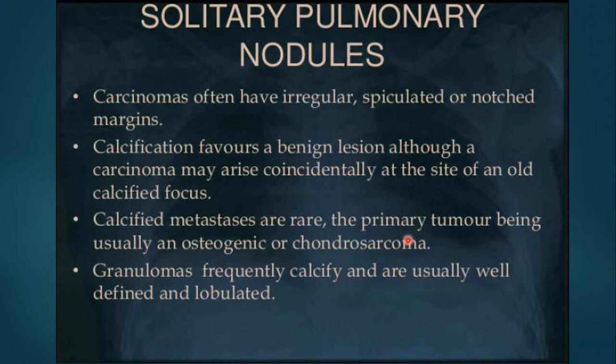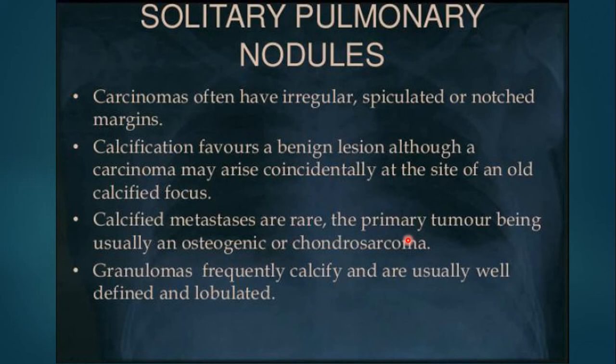So, let's see solitary pulmonary nodules. If they are malignant or carcinomatous nodules, what do we expect to see? They will have an irregular shape, spiculated outline, notched margin. It will not be perfectly circular. There will be a notch here and there. If you see a calcification, that's good news, because calcification is more in favor of a benign lesion. But not always. Some carcinomas might present with calcification, or a carcinoma may arise at the site of old calcification. For example, there is old TB healed by calcification and a carcinoma arises there. But most of the time calcification is more in favor of a benign lesion, okay?